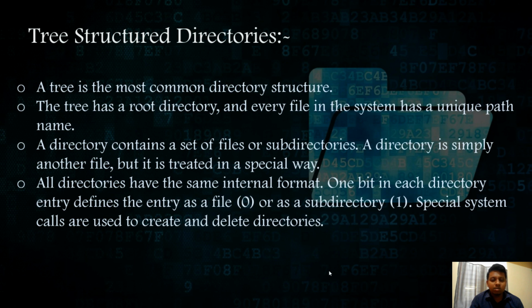A directory is simply another file, but it is treated in a special way. All directories have the same internal format. One bit in each directory entry defines the entry as either a file or a subdirectory. Special system calls are used to create and delete directories. This is all about the tree-structured directory.